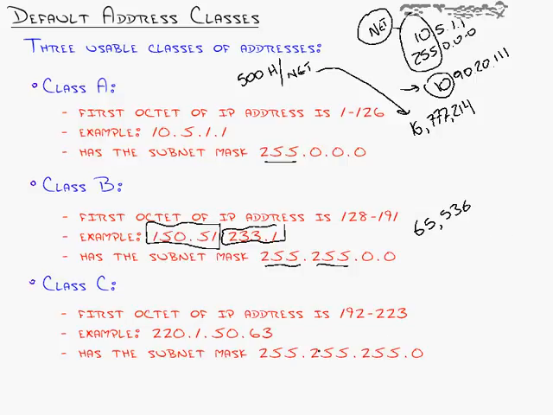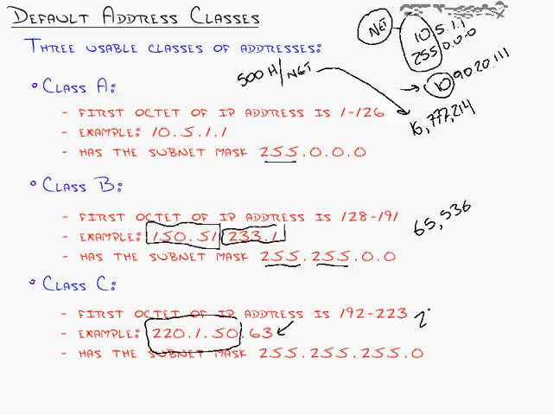Class C networks have the subnet mask 255.255.255.0. Example of that, 220.150.63. That just means this represents the network, and this represents the host on the network.